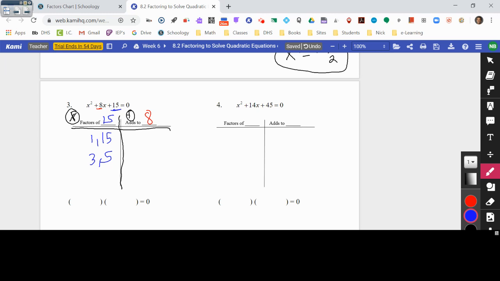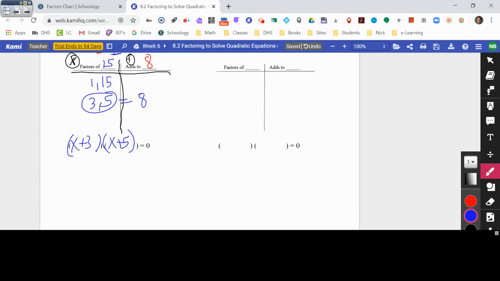It's either 1 and 15 that add to 8, or 3 and 5 that add to 8. Well, my only pair that adds to 8 is this 3 and 5. 3 plus 5 is 8. So that means I can factor this now as x plus 3 times x plus 5 is equal to 0. But now I'm solving, so I have to set each one of these products equal to 0.